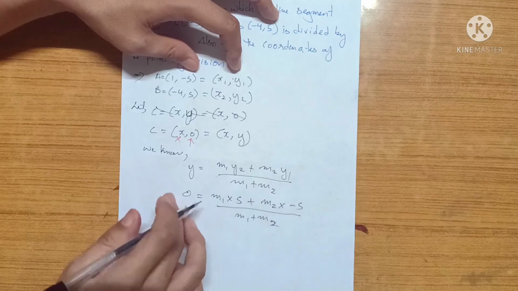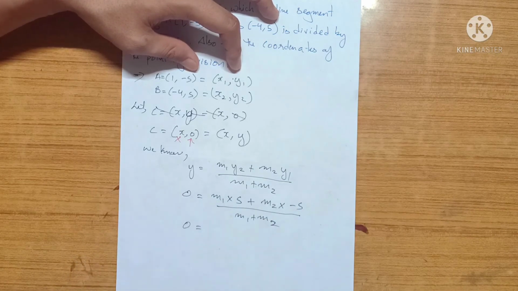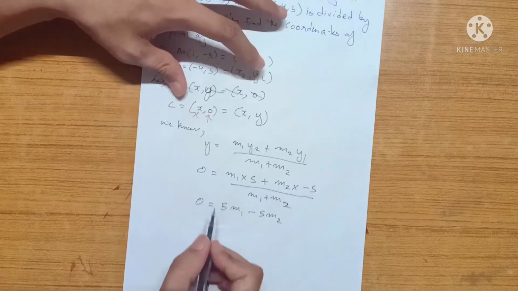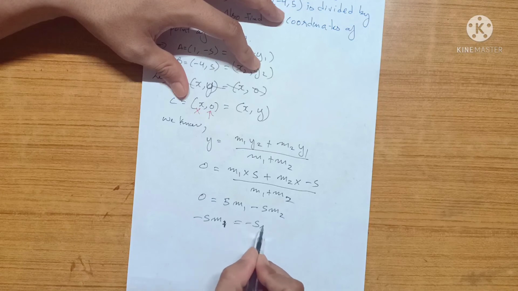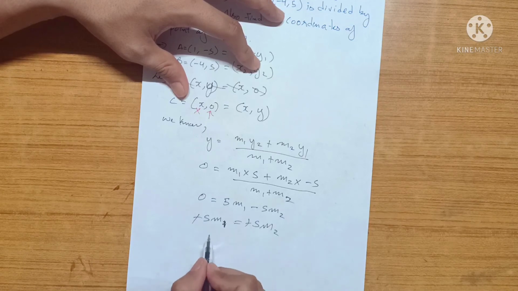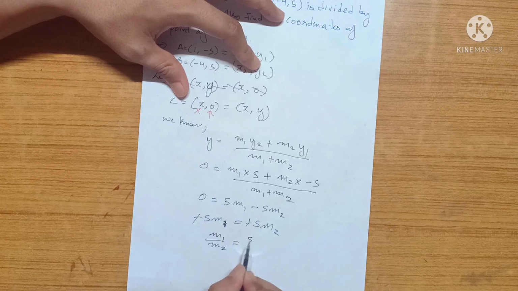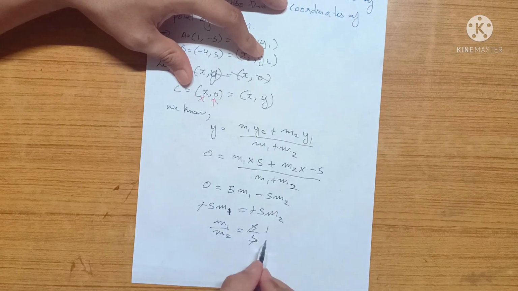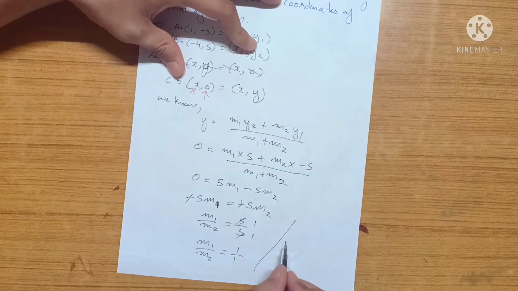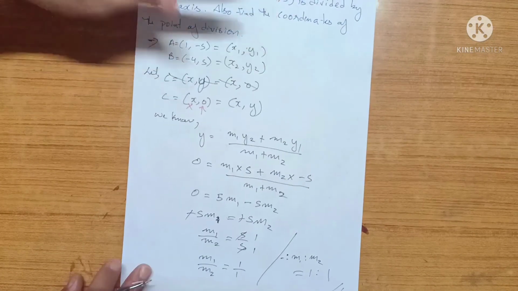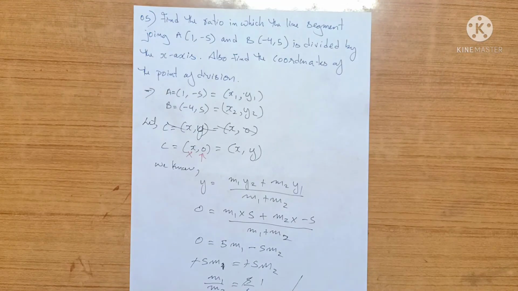Now if I take m1 plus m2 to this side and multiply with 0, anything multiplied by 0 is always going to be 0. So we'll get 5 m1, and then plus the minus, which is -5 m2. If I take -5 m2 to this side, it will become 5 m1 equal to 5 m2. So m1 by m2 equals 5 by 5, and this we can cut also, because I told you that a ratio has to be in the simplest form. Therefore m1 is to m2 equals 1 is to 1. So that is your final answer.